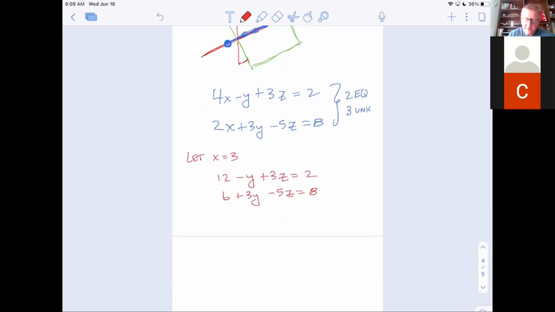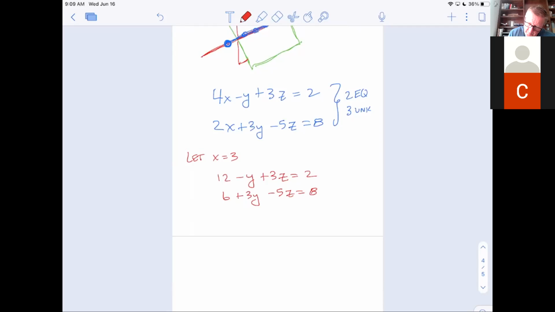And now it's 2 equations, 2 unknowns. In other words, if you pick x to be 3, then there is only 1 point now. There's a very specific y and z that go with that 3 now that you've chosen that. So that's the cool thing about this. So then I say, okay, cool. How am I going to get that?